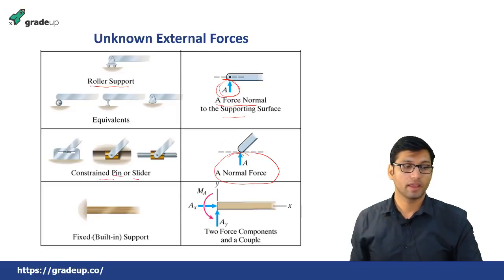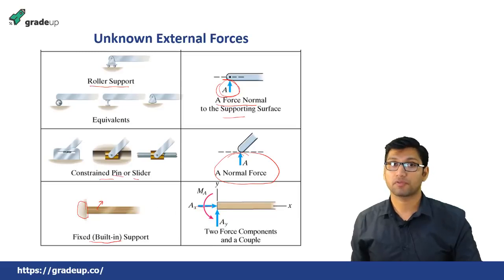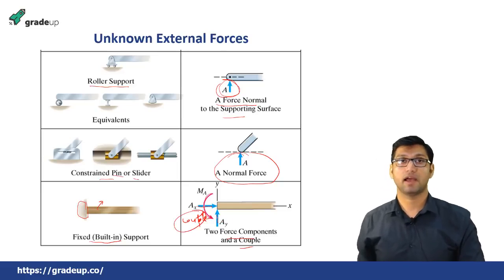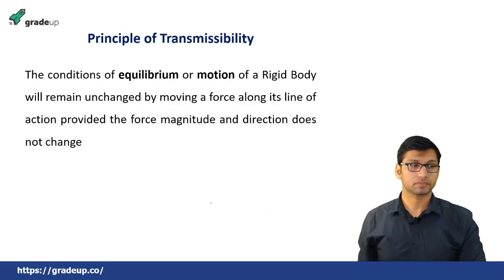And if it is a fixed support, for example, where your body is fixed to the support, then there will be a horizontal component of the force, a reaction, and there will be a moment, or a couple, acting here. So there will be two force components in a couple. What is a couple? I will be telling you now.